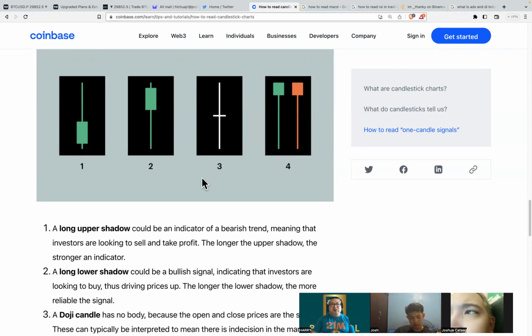Okay? Itong number 2 is a bullish signal. So this is the hammer. Okay, martilyo. Okay. The investors are looking to buy. So they're just buying.